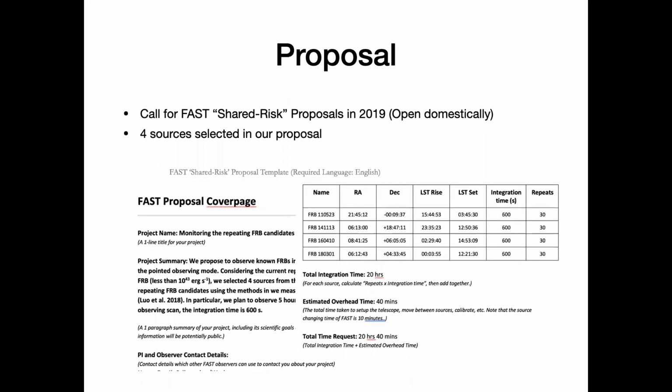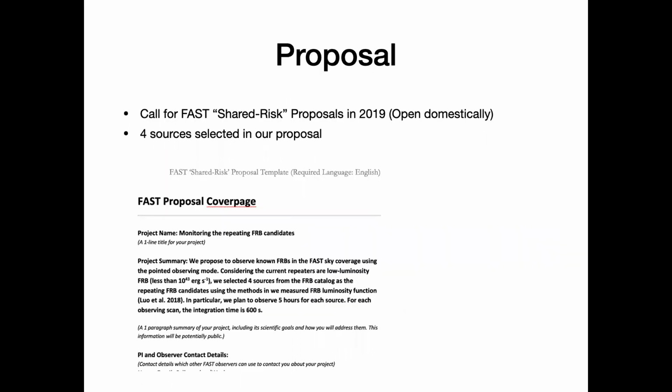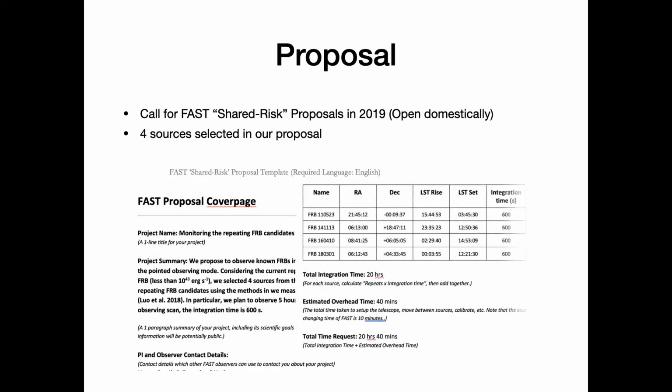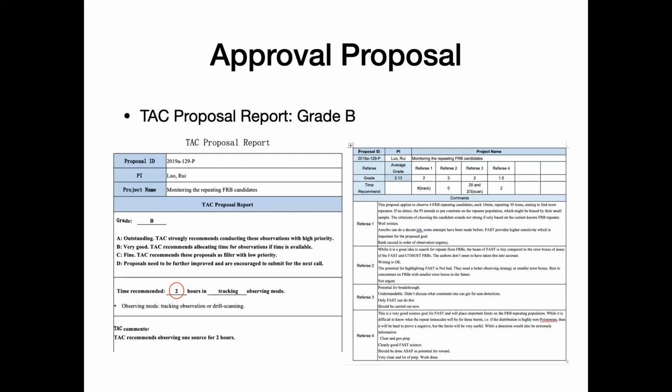And I was ready to request 20 hours, observing each for 5 hours, but it was not realistic because in shared risk observation the observing time is very limited, and that's why I got not so good grades, a grade B. And my requested observing time was reduced to 2 hours.